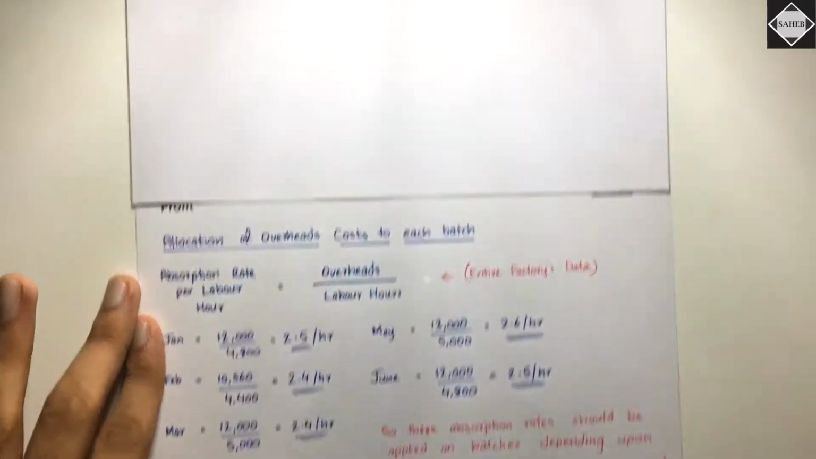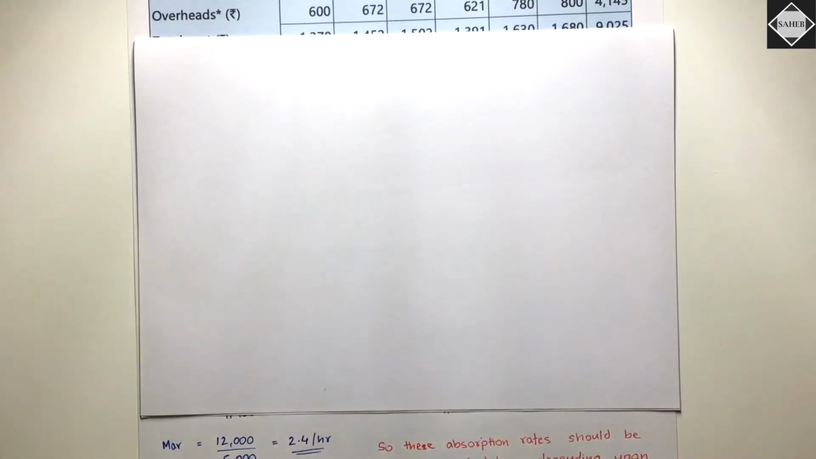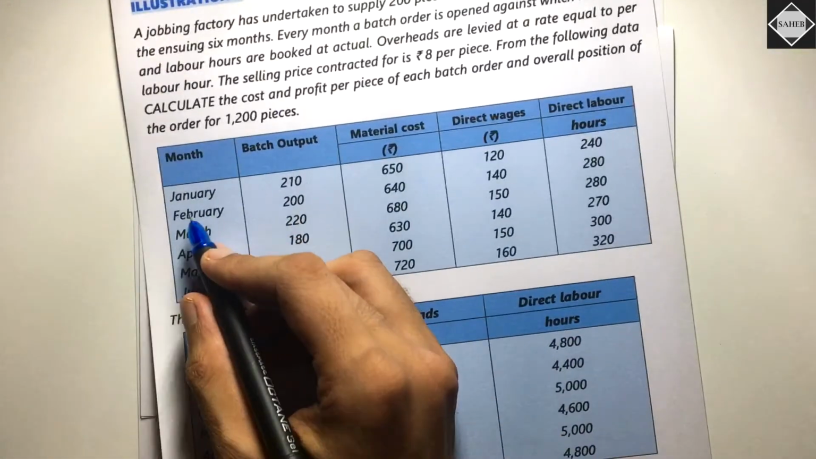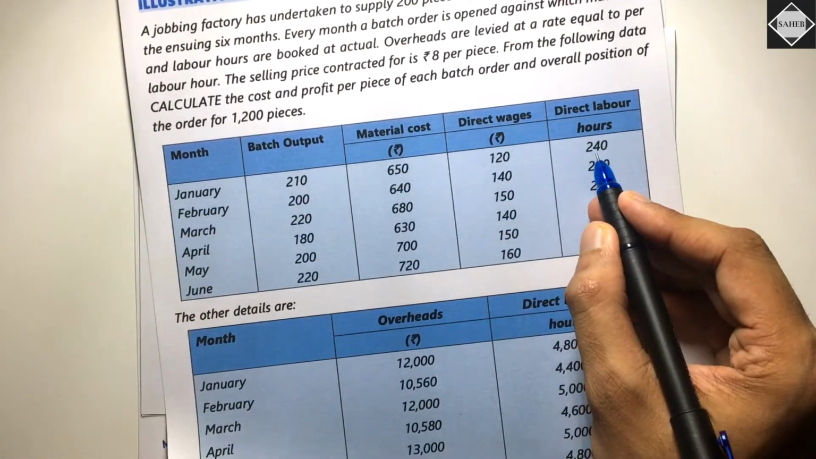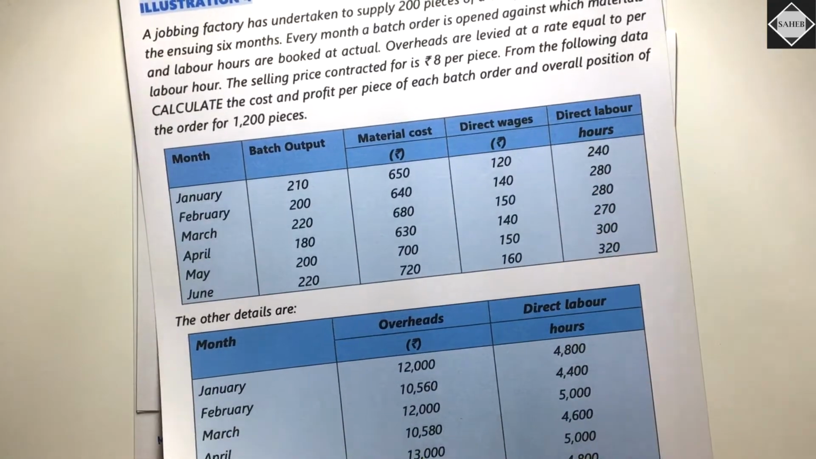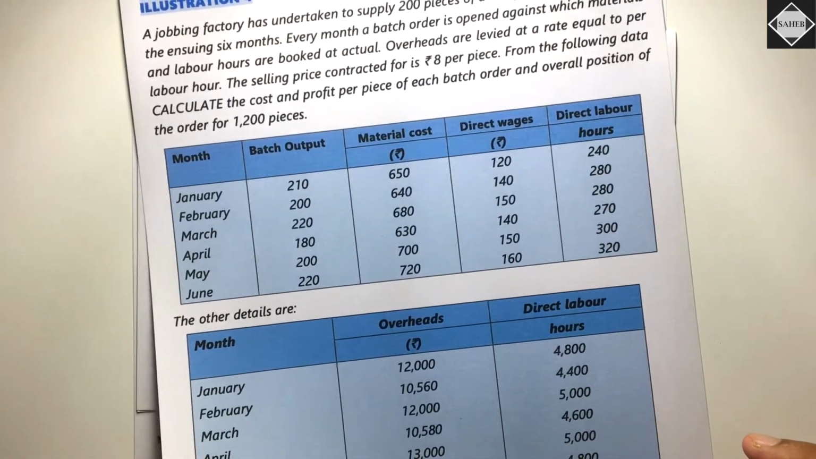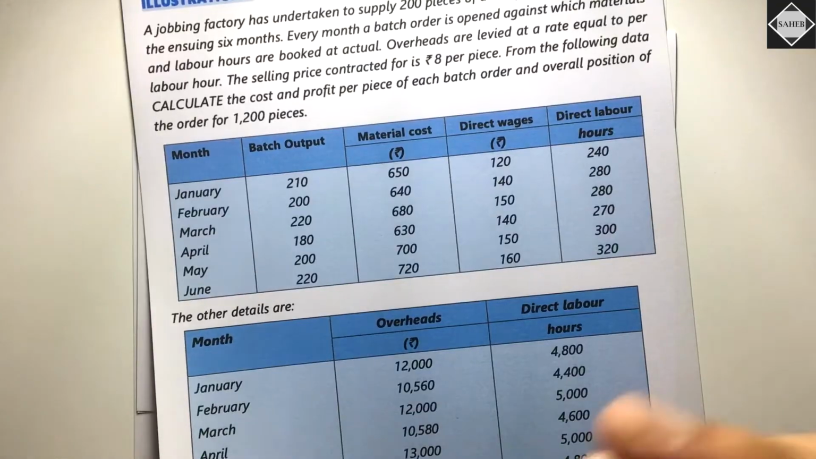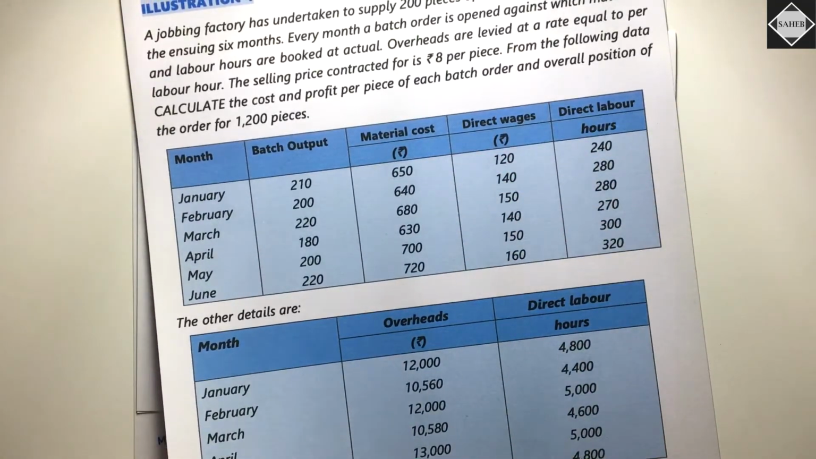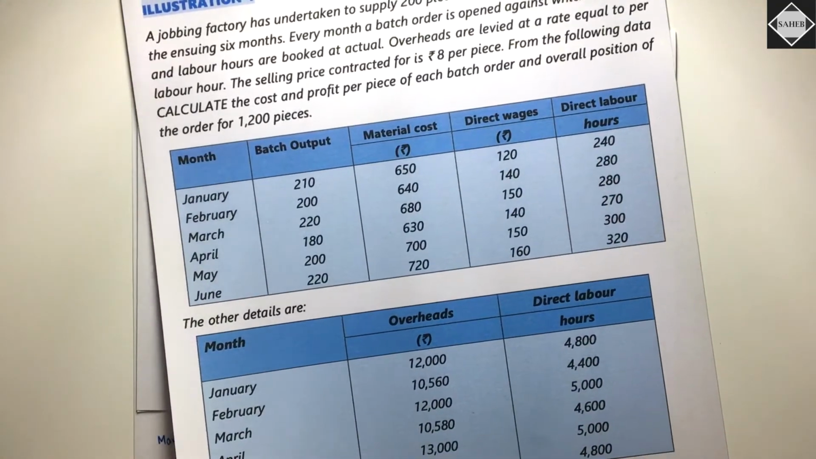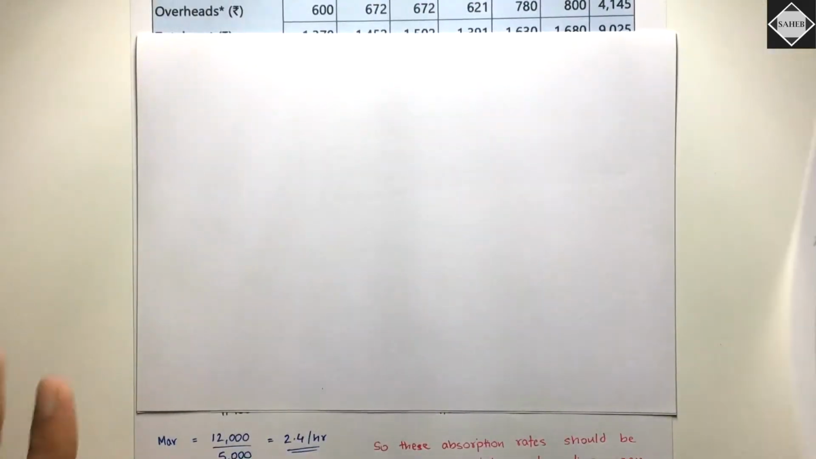So here in the January's batch, how many hours have been worked? On this January's batch, 240 hours have been worked. So 240 into 2.5. Is it clear? That's the logic. That's how we absorb the overheads on the basis of this labor hour rate method. Really simple and straightforward.